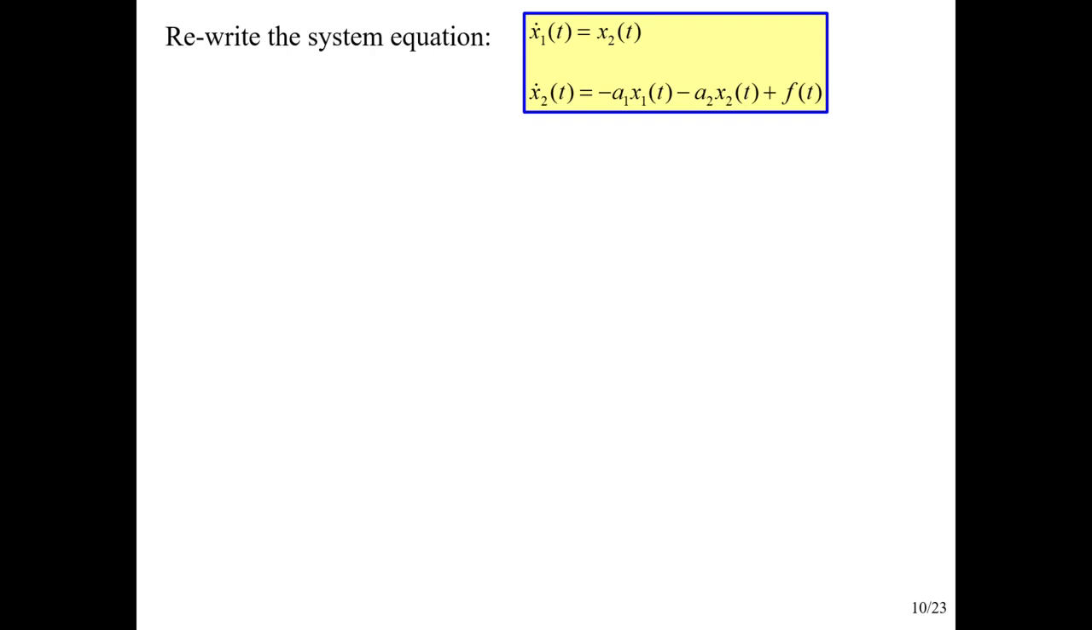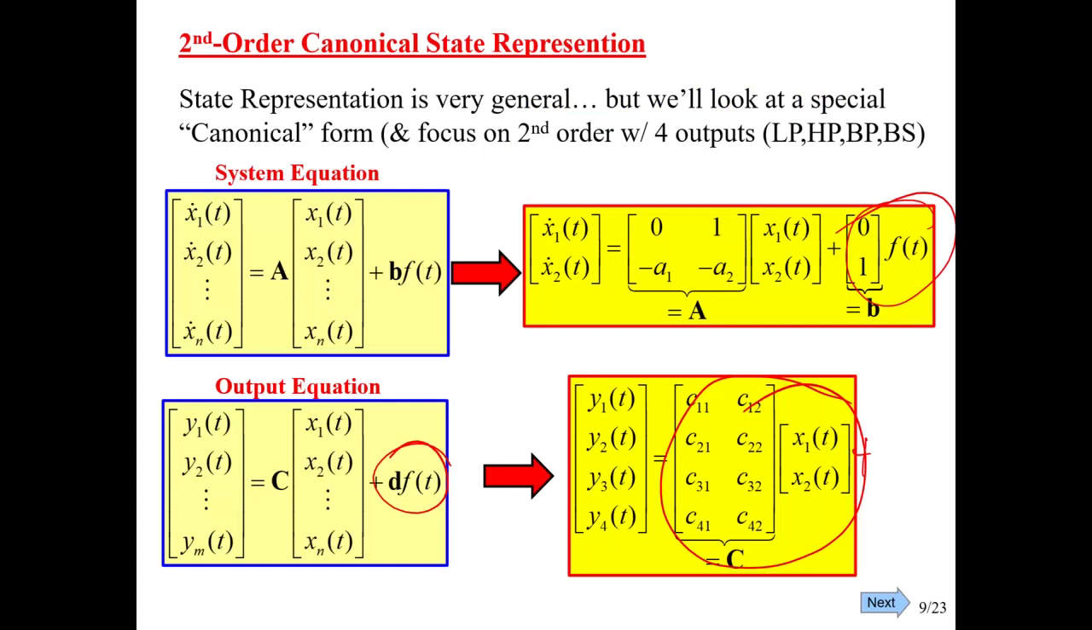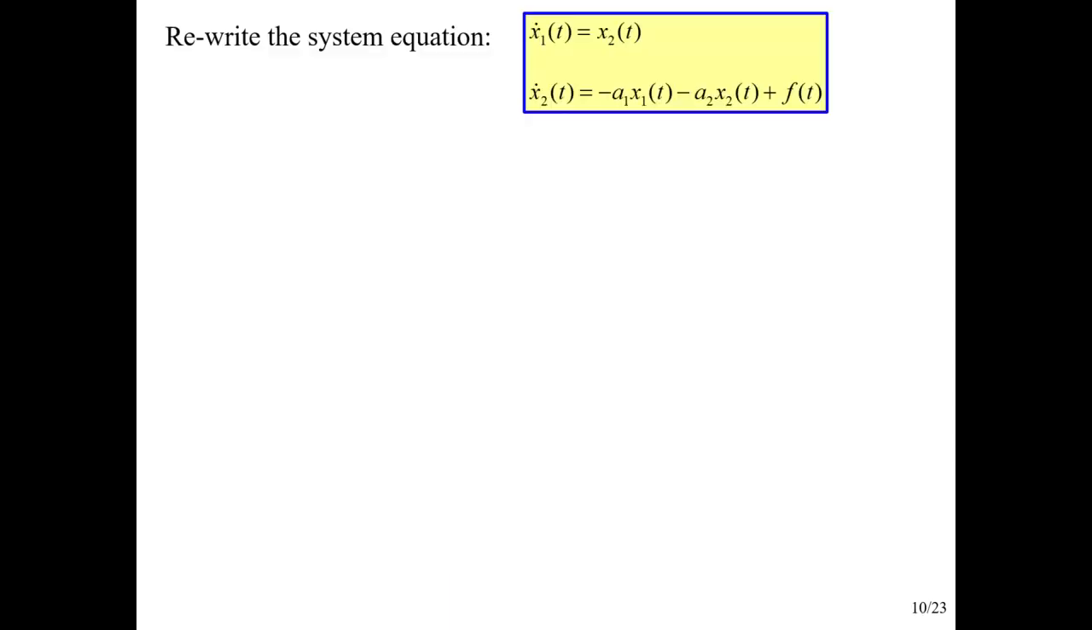So let's rewrite this system equation to just try to understand what it is that we've got going here in this classical canonical form. So we can see here that x1 dot of t is just equal to x1 times 0 and x2 times 1. And then we can also see that x2 dot of t is going to be equal to minus a1 times x1 plus minus a2 times x2 plus f of t. So we write those 2 equations right there.